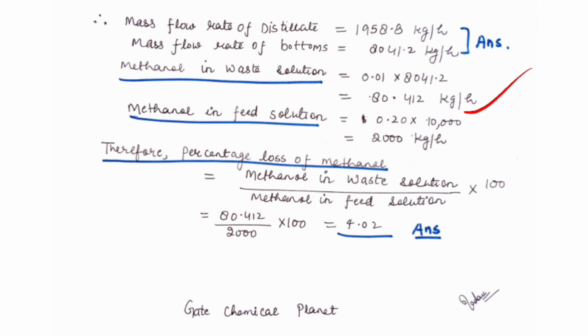Students, in this manner we have calculated the percentage loss and the amounts of distillate and bottoms. It is important to choose the basis properly: if the feed flow rate is given in kg per hour, you can take the basis as feed in kilograms per hour. If the feed is given in kgs, then choose the basis in kg only.